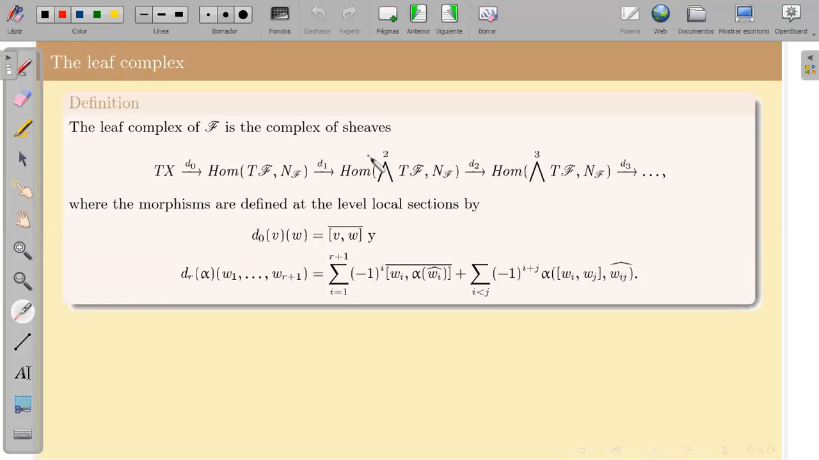So now for every foliation F, we can define the following complex of sheaves, which looks like a Chevalley-Eilenberg complex for the tangent and the normal sheaf. The differential is defined here, and the hat over an element means that we're taking the wedge product over every element except the ones indicated in the subscript.